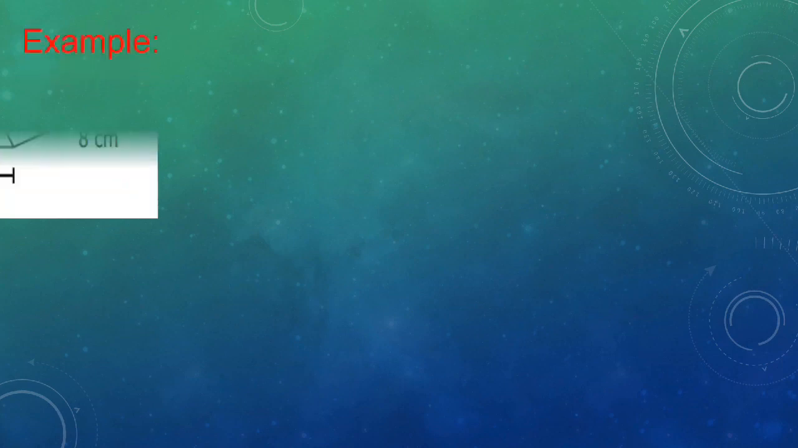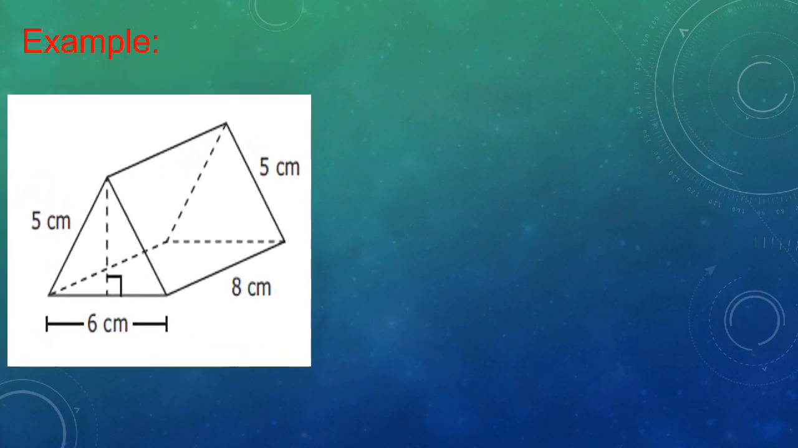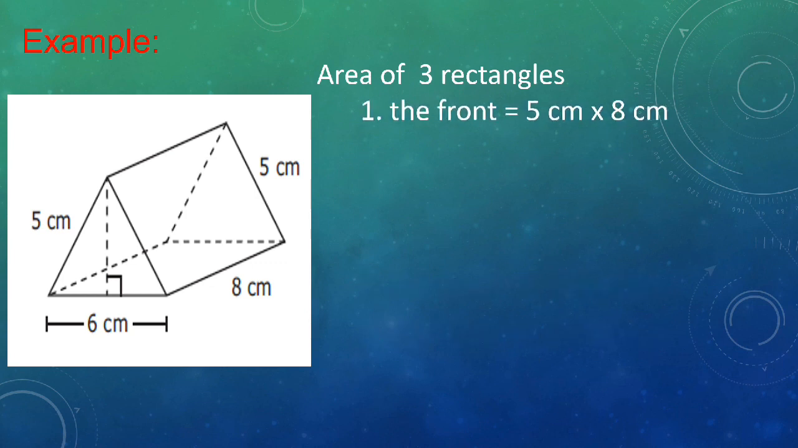Let's have another example. Again, in solving the surface area of a triangular prism, we need to solve first the area of three rectangles and two triangles. First, we are going to solve the area of the three rectangles. First, the front. Look at the front. The length there is 5 centimeters and the width there is 8 centimeters.